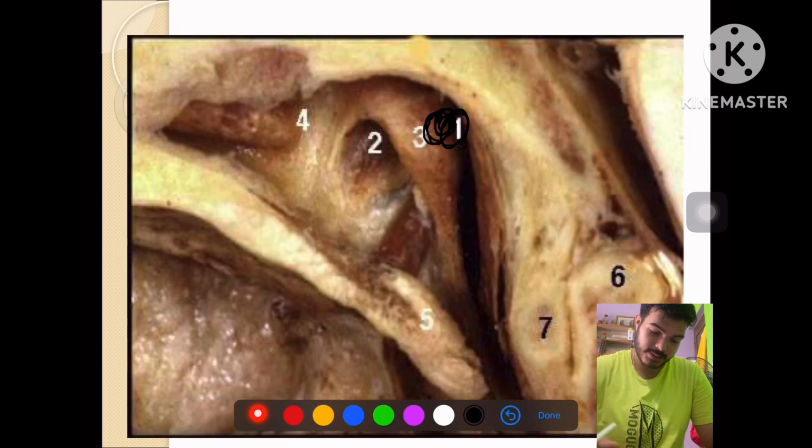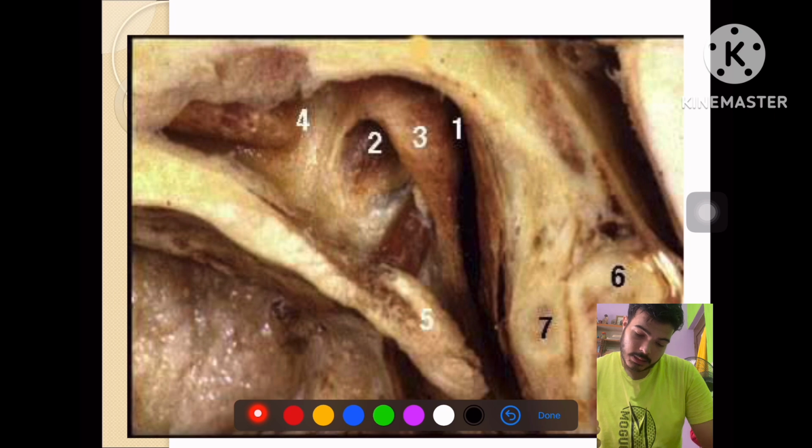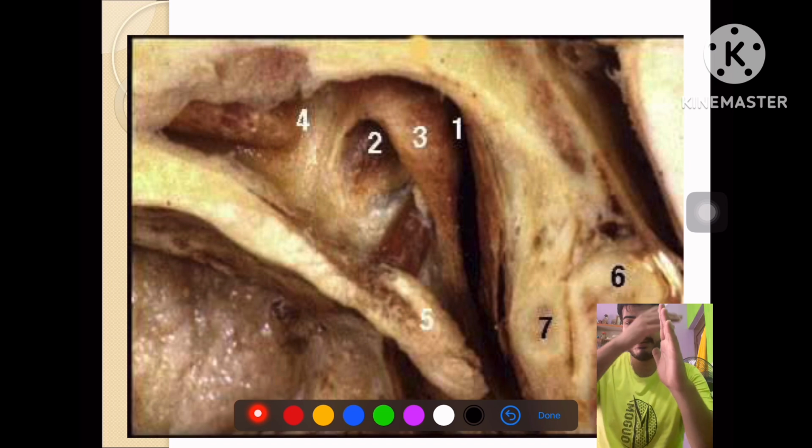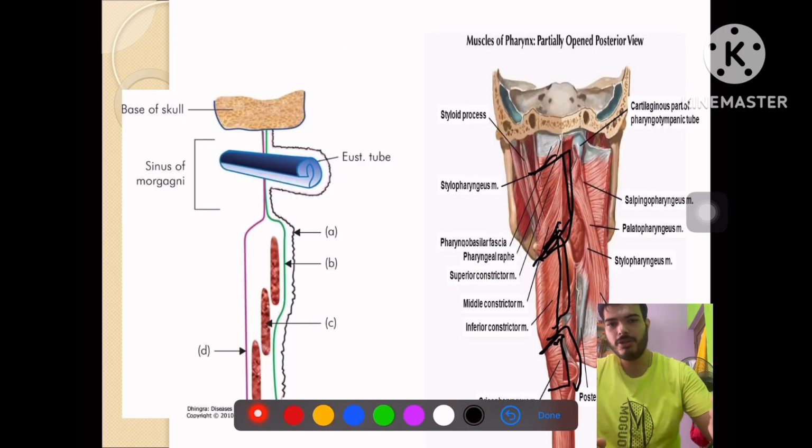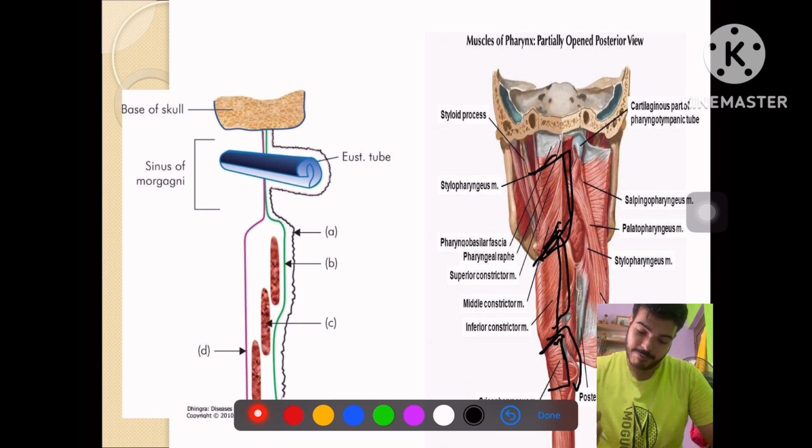Now, look at this diagram. See here. But you have your superior constrictor right over here. You have your middle constrictor and you have your inferior constrictor. All these superior, middle and inferior constrictors come and join at the midline raphe, okay? And inside that, you have your longitudinal muscles. Palatopharyngeus, salpingopharyngeus, and stylopharyngeus are the three longitudinal muscles that you have. And the circular muscles are the superior constrictor, the middle constrictor, and the inferior constrictor.